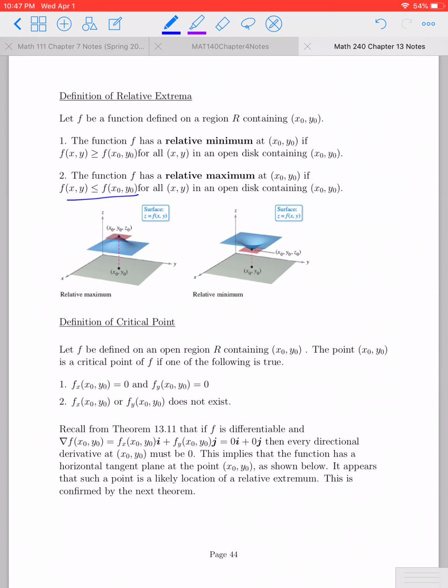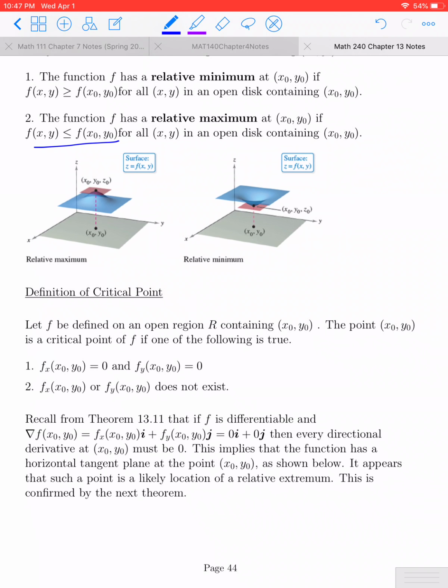The next thing we're going to define is that of a critical point. Let f be defined in an open region R containing x naught comma y naught. The point x naught comma y naught is a critical point of f if one of the following is true. Either we would need the partial of f with respect to x at the point to be equal to 0, and additionally the partial of f with respect to y to be equal to 0 at the same time, then that would be a critical point. Or if either of the partials doesn't exist, so if either fx or fy doesn't exist, then it would be a critical point as well.